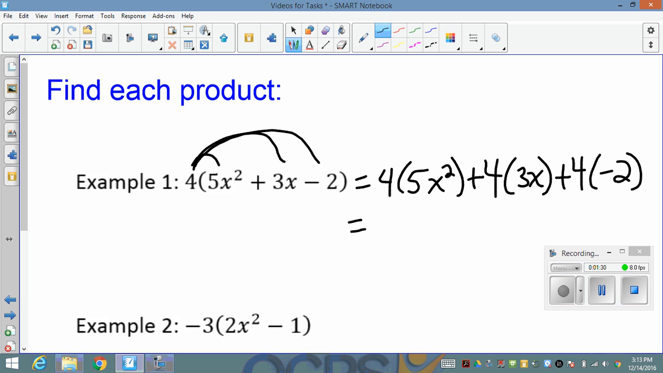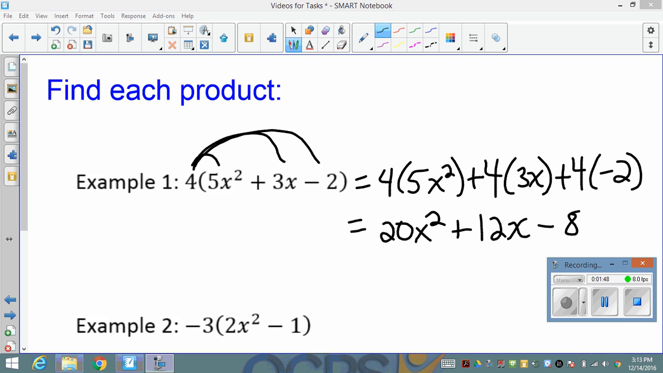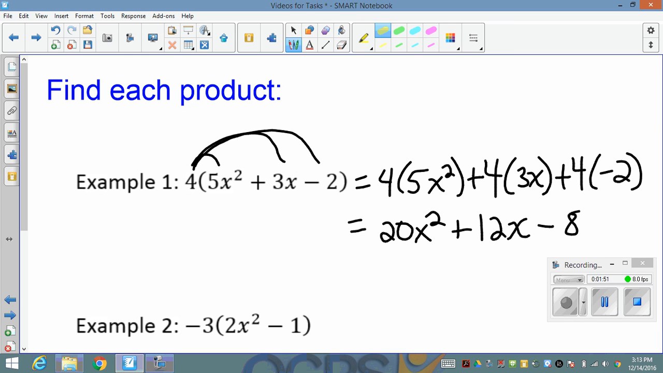Actually doing the multiplication, 4 times 5x squared is 20x squared plus 4 times 3x is 12x. And I'm going to be careful with this last sign. 4 times a negative 2 is negative 8, so I'm going to put minus 8. Now this step here, I will typically do in my head. I don't write this step out normally. I'm going to do it for this video, but as you get good at it, that step doesn't need to be written out. You can do that within your brain.